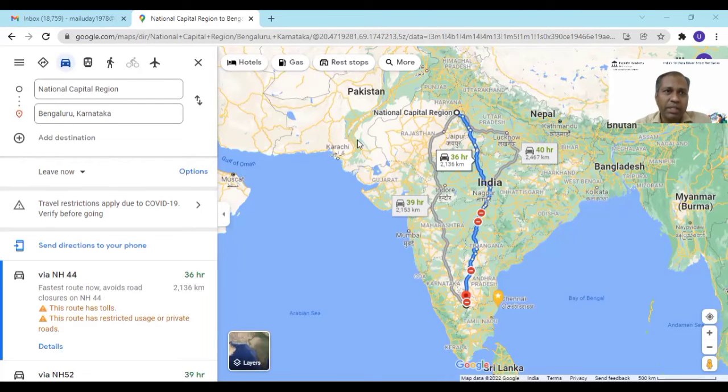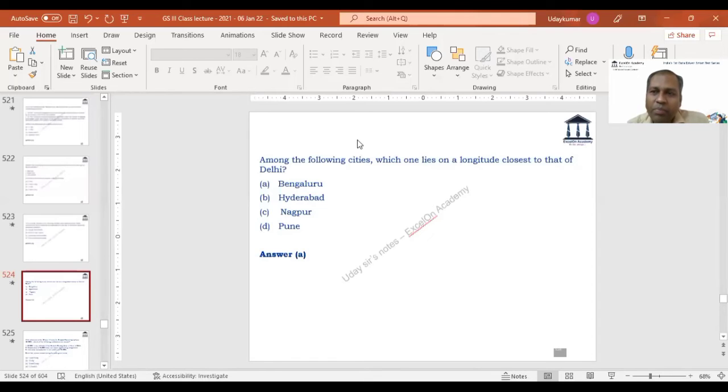Now I'll ask you another question, guys. Between Bengaluru and Chennai, which one is farther away from the equator? Is the question clear to you? Which one is farther away from the equator? Bengaluru is farther away from the equator. Prachi says Chennai, okay.